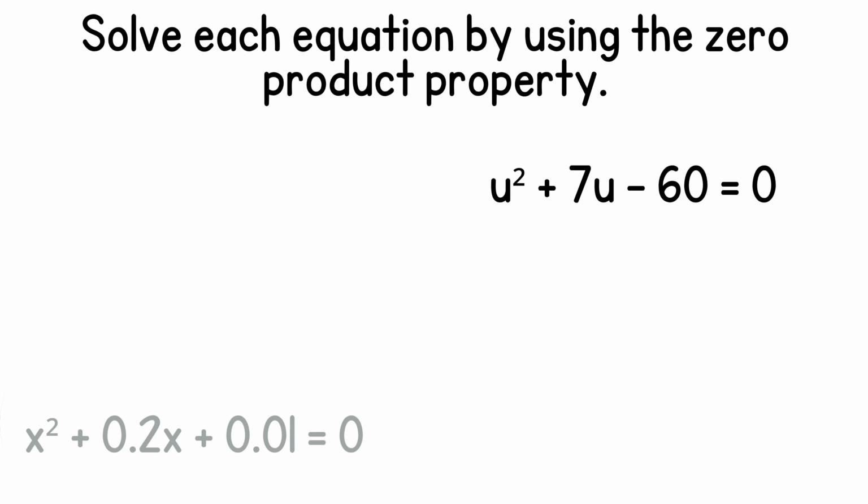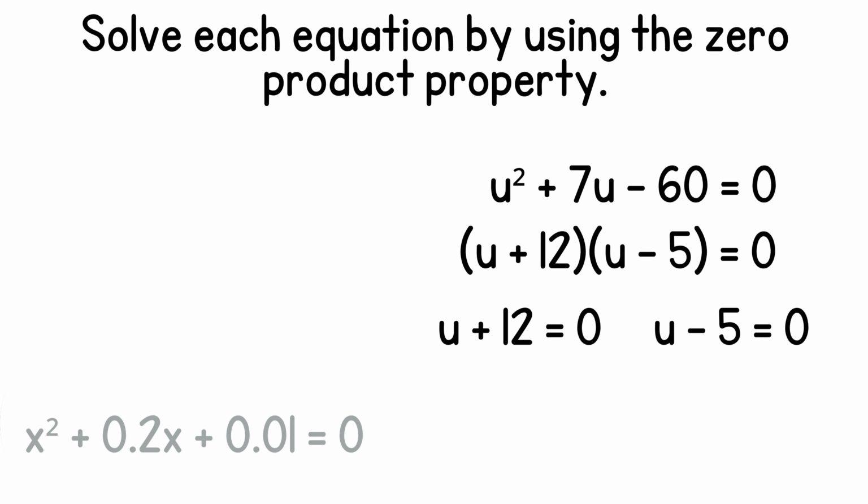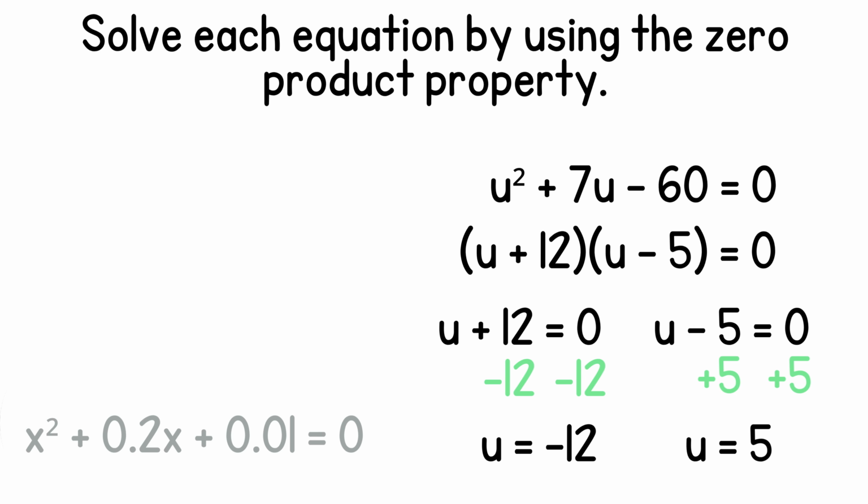Now we'll look at our third equation, and we need two numbers that multiply to negative 60 but add to 7. Those numbers would be 12 and negative 5. So we'll set each equation equal to 0 and solve. We'll start by subtracting 12 from each side, which gives us u is equal to negative 12. And then we'll add 5 on both sides on the other equation, giving us u is equal to 5.